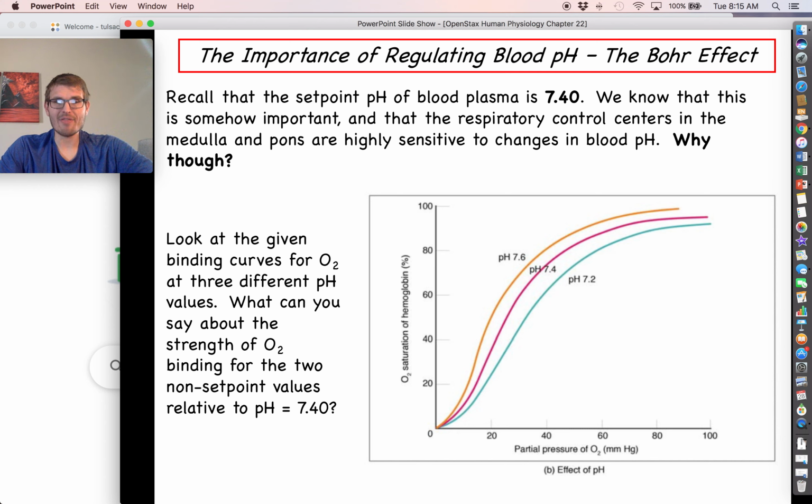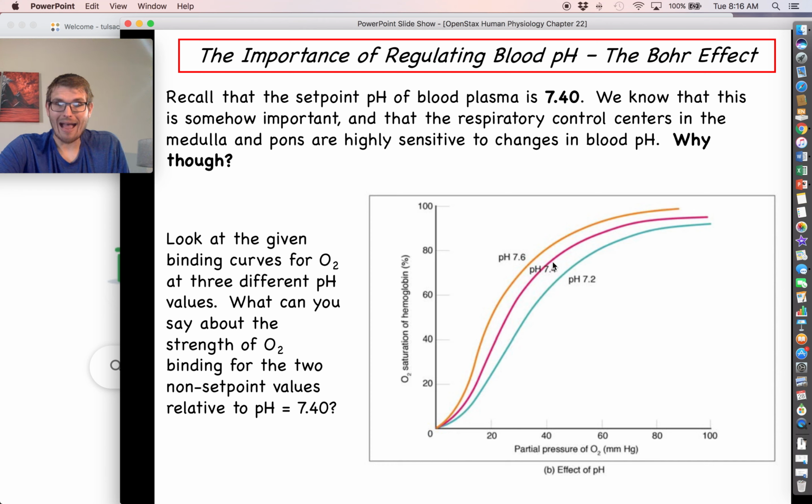So you recall that the set point pH of the blood plasma is 7.4. So what we have not really covered, even though we talked about why hyperventilation is going to cause the pH to go down and why hypoventilation will cause it to go up, is why in the world do we care? What is the big deal? So let's take a look at this. So what you're looking at here are dissociation curves for oxygen on hemoglobin at 3 different pH values.